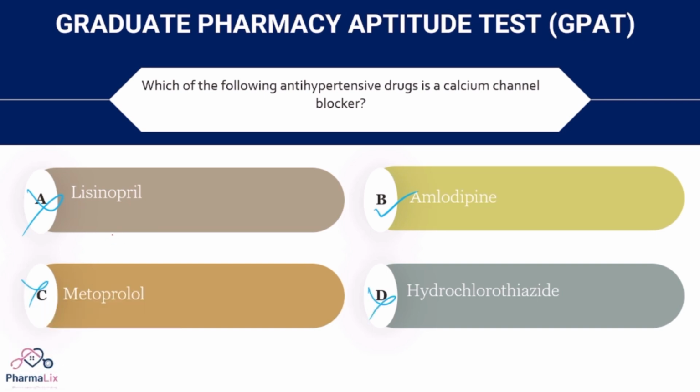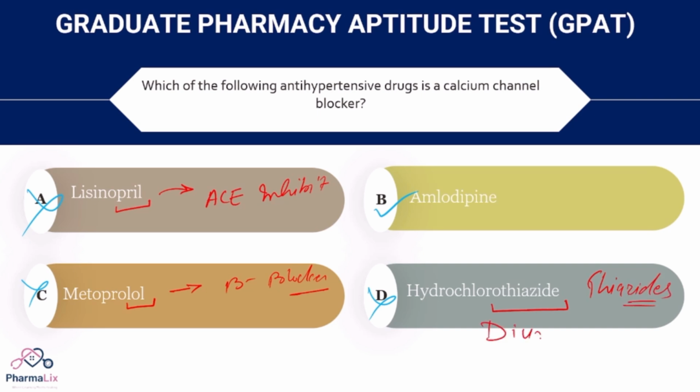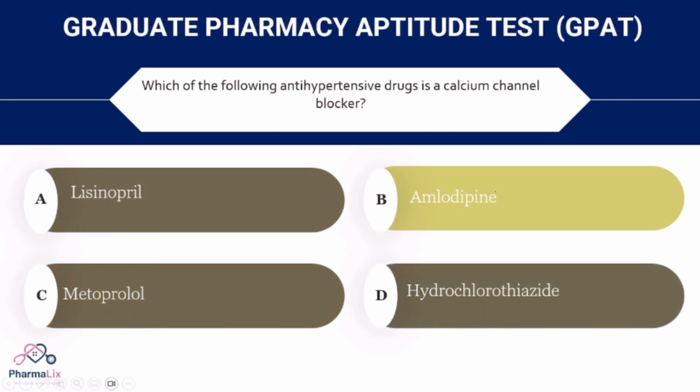So here you see the last part of the drug name. Here it is pril. Any drug ending with pril or ril is basically an ACE inhibitor. These are the ACE inhibitors. And here we have lol. For lol, we know lols are the beta blockers. And then we have hydrochlorothiazide. Any drug ending with thiazide is basically a thiazide, a type of diuretic. And here amlodipine. Amlodipine is the correct answer. So that is how we reached amlodipine.